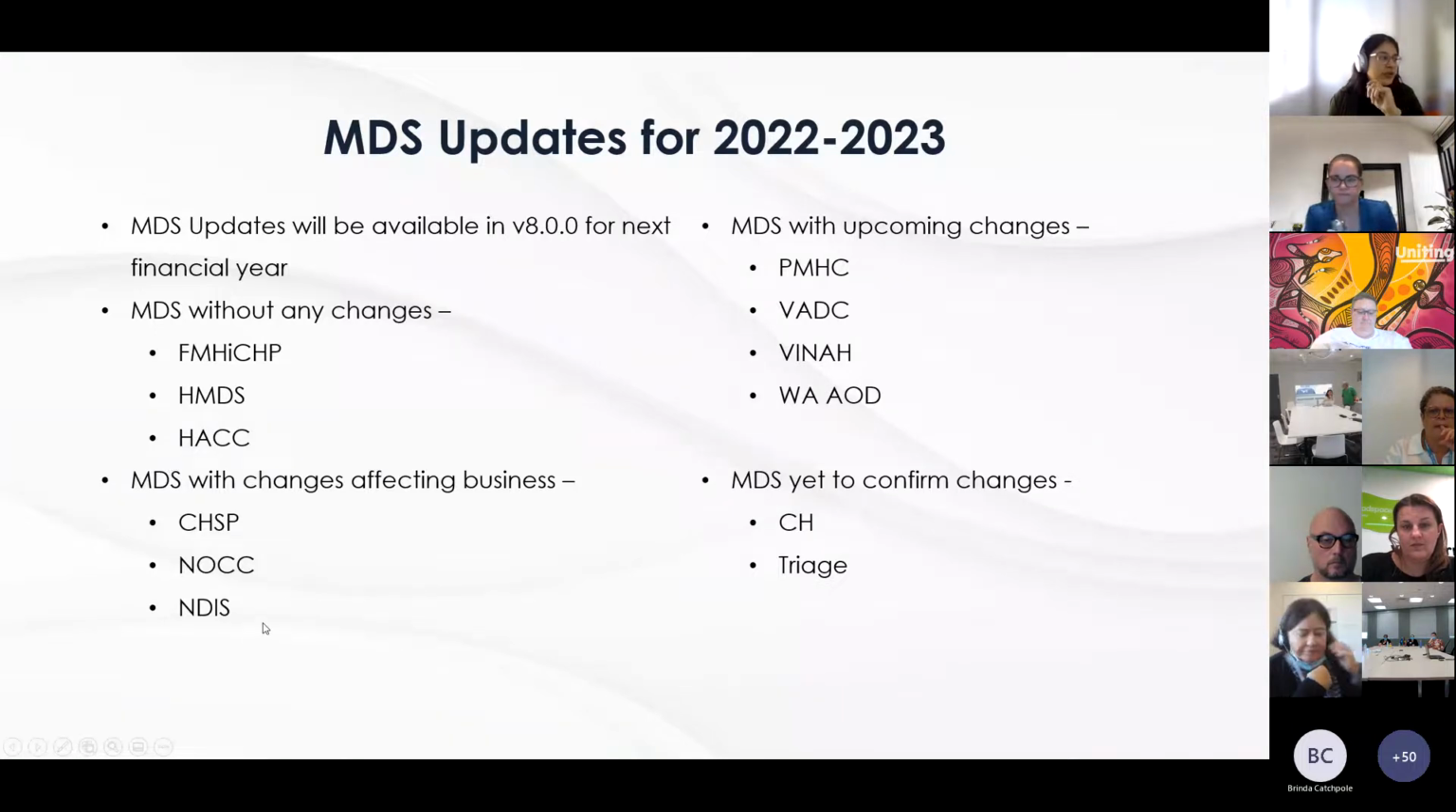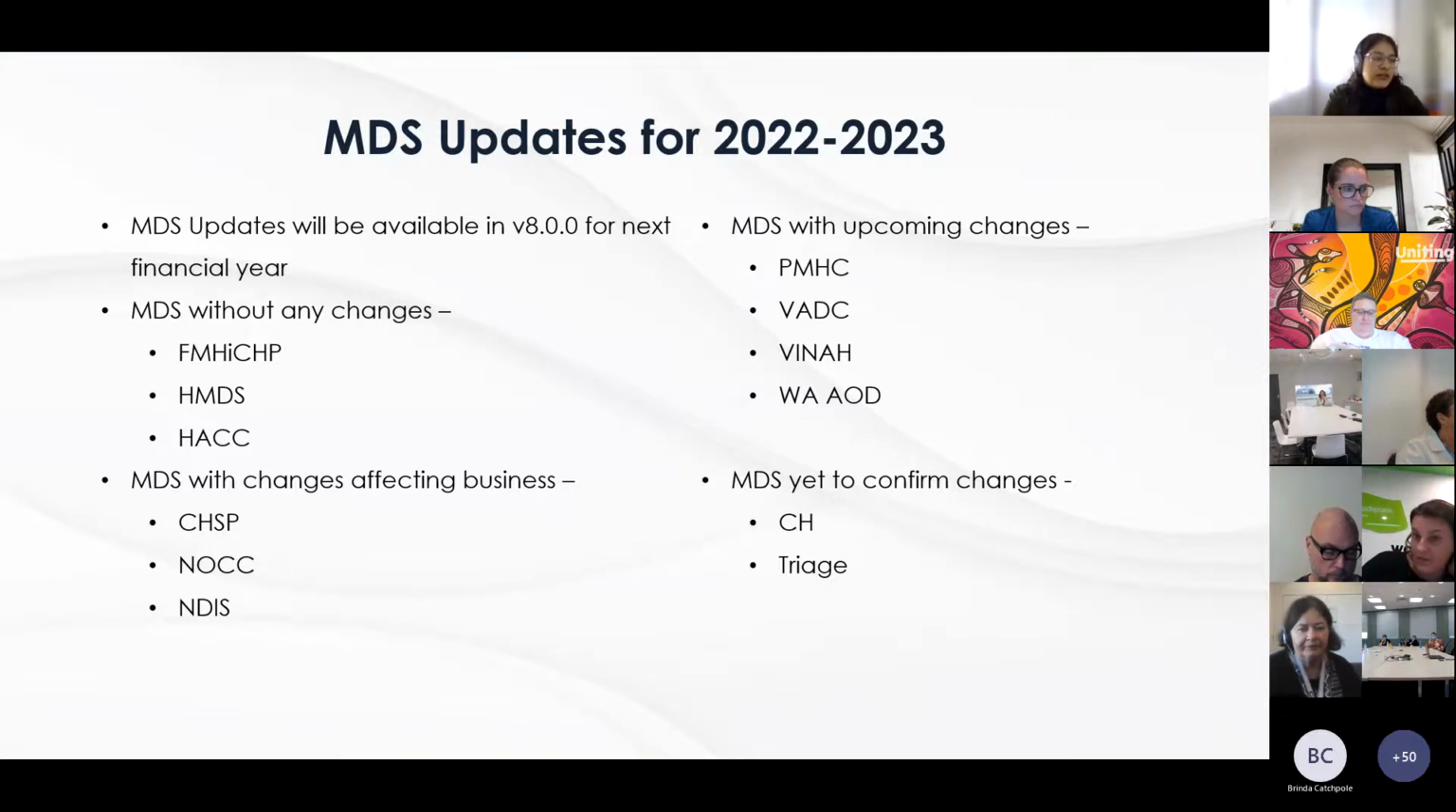We do have some changes coming in for CHSP, NOC, and NDIS, but we're expecting it only to affect the businesses. So you might want to review what changes are coming in and incorporate them into your workflows, and see if you need any additional help setting up the configuration for those items within, say, for example, service items. I know NDIS is quite heavily dependent on service items. So something like that, where you want to utilize some other features or set up some configuration that is needed.